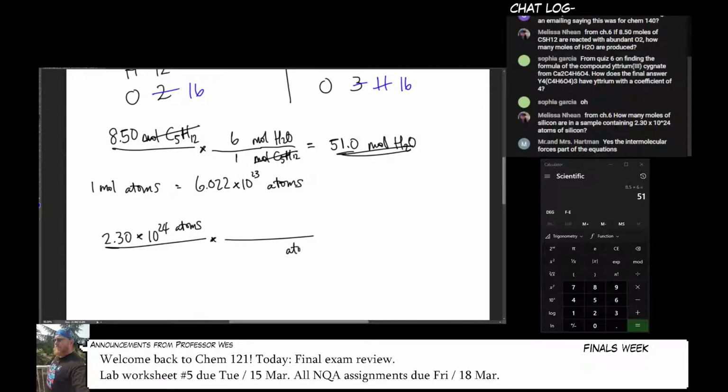We can do something like this. And these are silicon, so I should indicate that. So in 1 mole of silicon, there are Avogadro's number of atoms. And so we'll punch that into the calculator. 2.30 times 10 to the 24 divided by parentheses 6.022 times 10 to the 23. And I get 3.819, which I'm going to round to 3.82 moles of silicon.